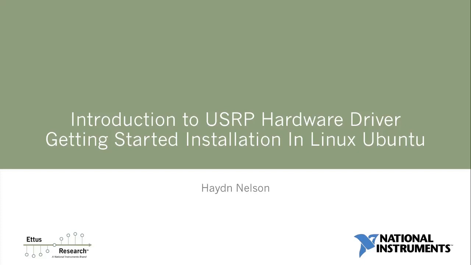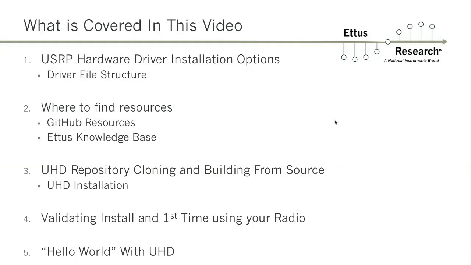In this video, we're going to go over a couple topics. Let's get over here on this screen. We're going to cover these 5 topics, starting with the USRP hardware driver, some installation options, the driver file structure, where to find some resources, and ultimately I want to give you a demonstration of how to install the USRP hardware driver, or UHD, from the repository on GitHub, build it from source, and then install it. We'll do a couple steps of getting some FPGA images loaded, validate the install, and make sure we're able to communicate with our device. I have a B200 here at my desk, and then we'll do a simple ASCII text demonstration.